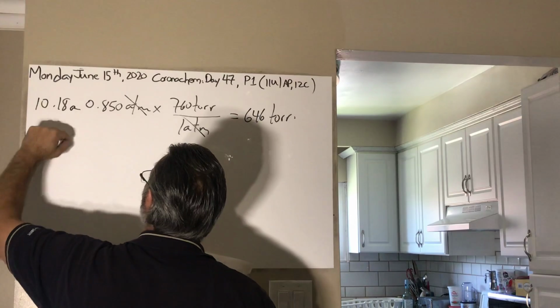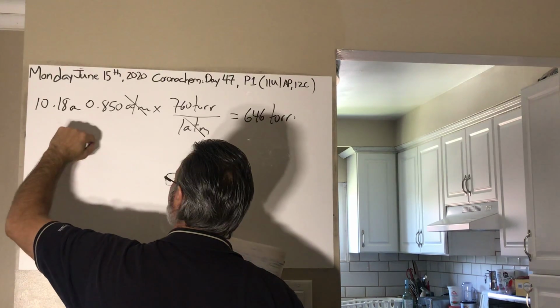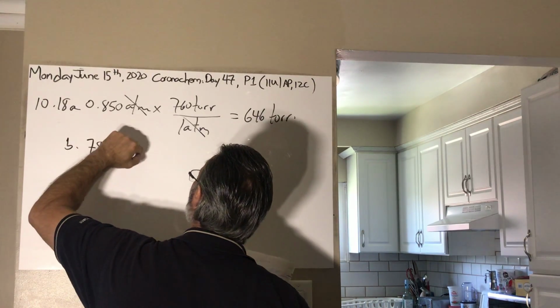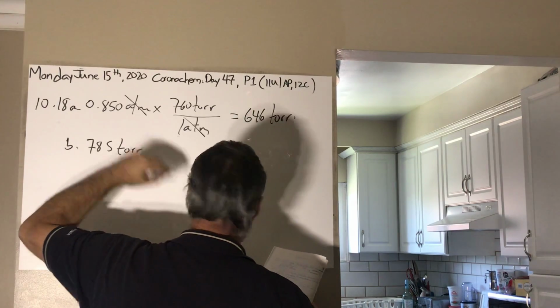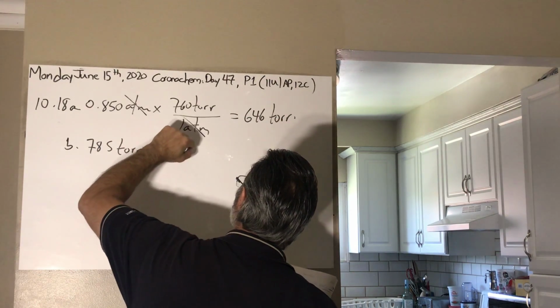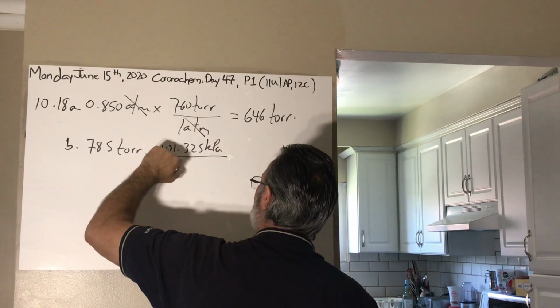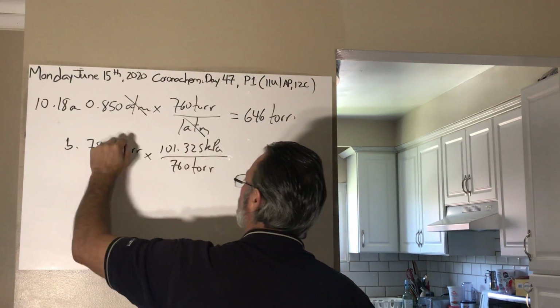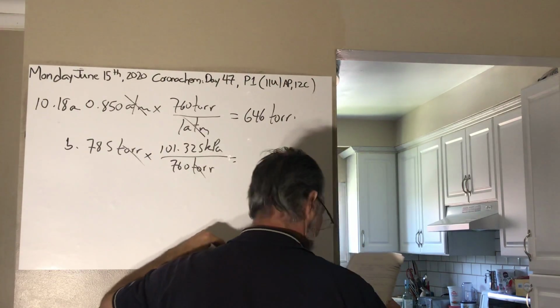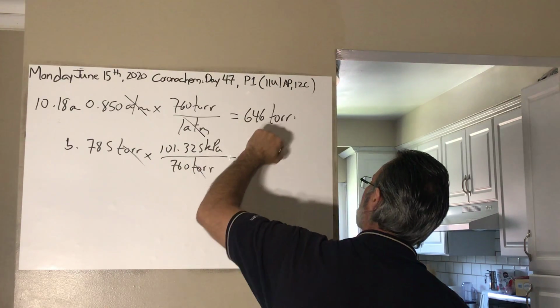B asks you to convert 785 torr into kilopascals. There's 101.325 kilopascals per 760 torr. So torr cancels now, and what you get is, after sig figs, 105 kilopascals.